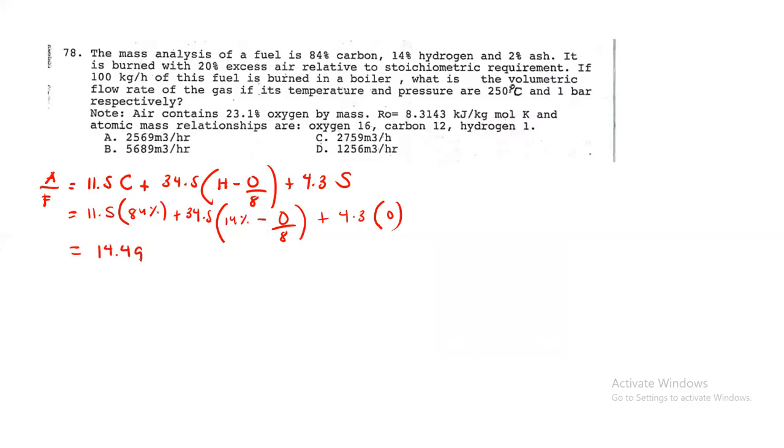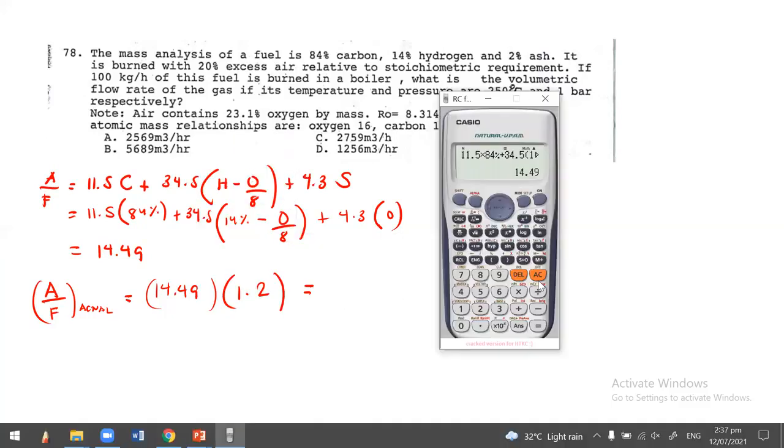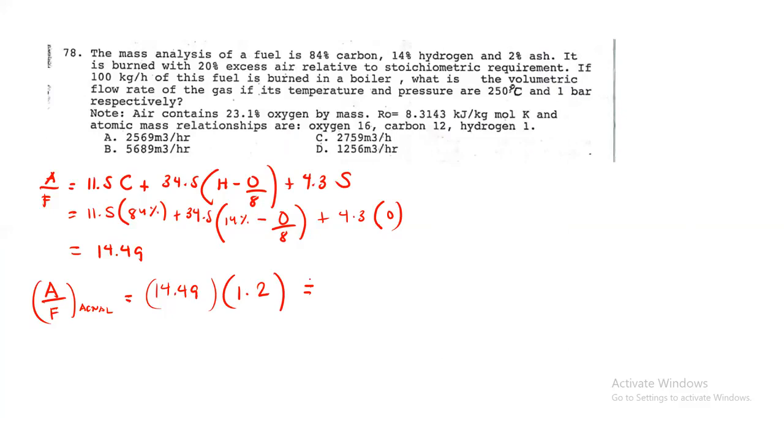So, meron pa pala tayo ditong excess. So, para makuha natin yung actual air-fuel ratio, actual is equals to 14.49 times excess. So, may excess tayo na, so ilan yung excess natin? 20%. So, 1.2. So, times 1.2. So, 17.388. Then, nakuha natin air fuel ratio.